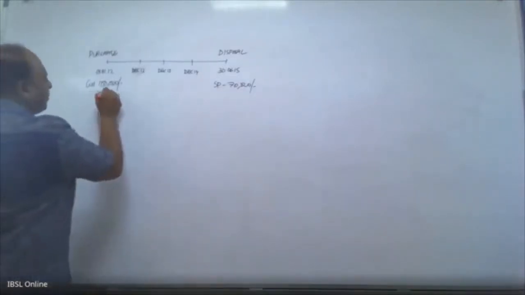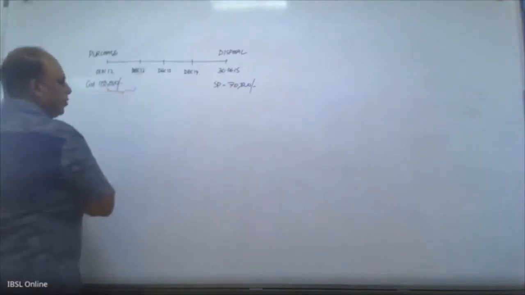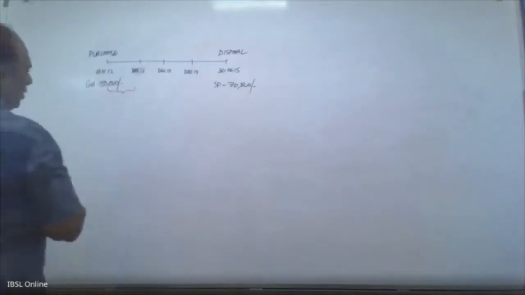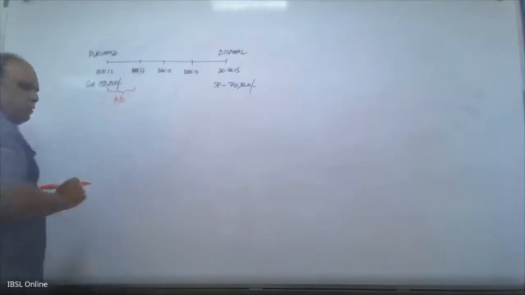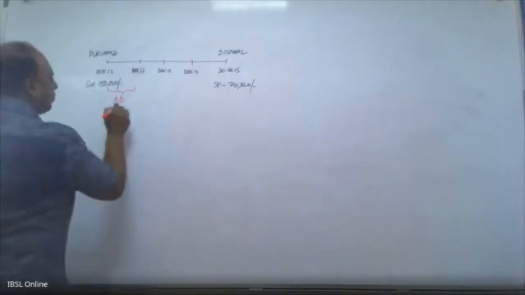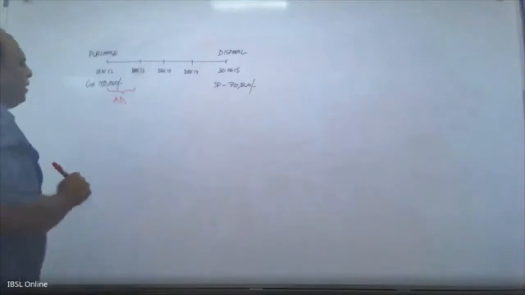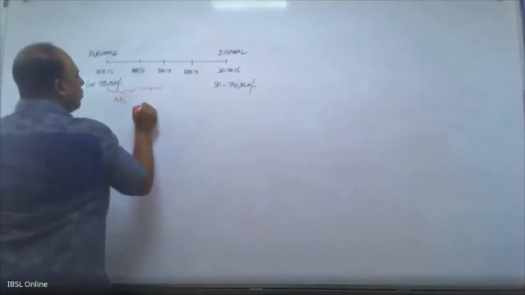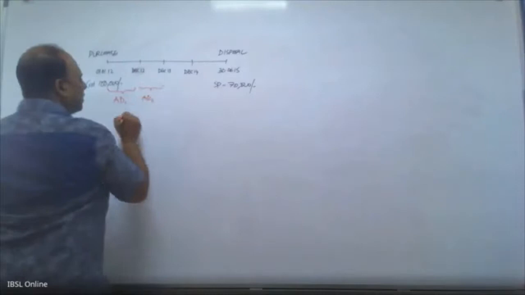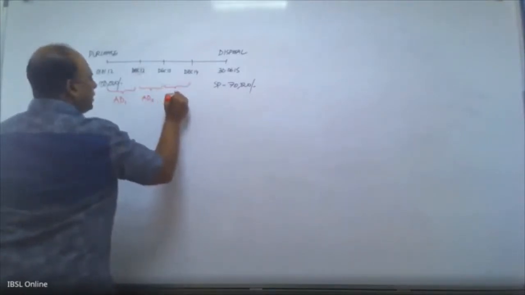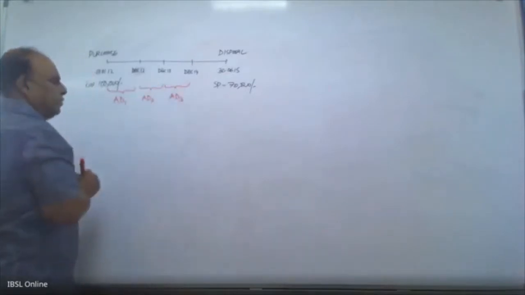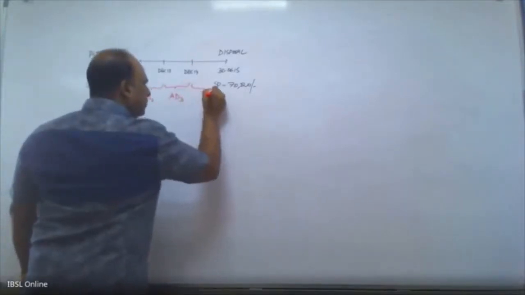According to this, this is your year of purchase. So what does the policy say? In the year of purchase, you need to depreciate in full. So there is annual depreciation for the first year. Then this year also you have used it in full, that is annual depreciation 2. Then this year also in full, that is annual depreciation 3. And this year, you don't need to depreciate.